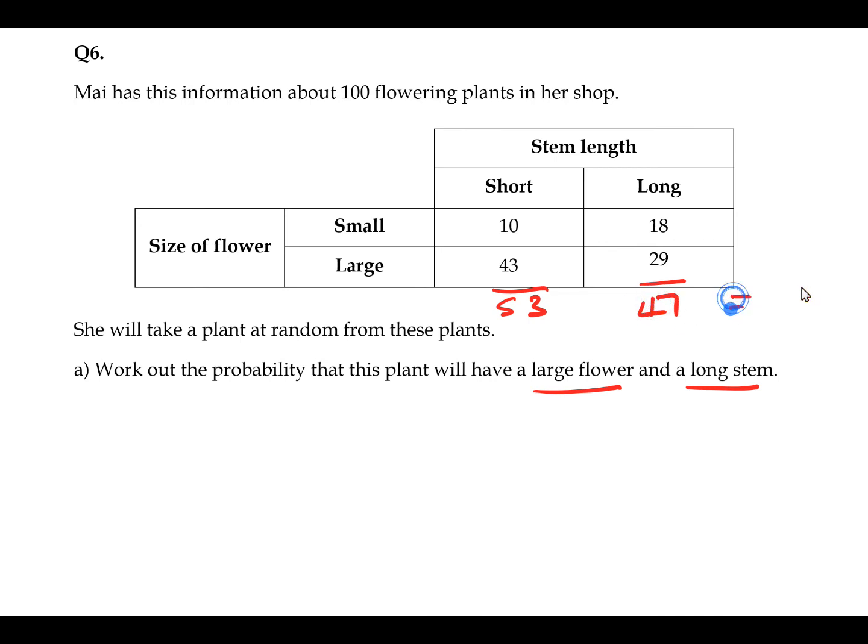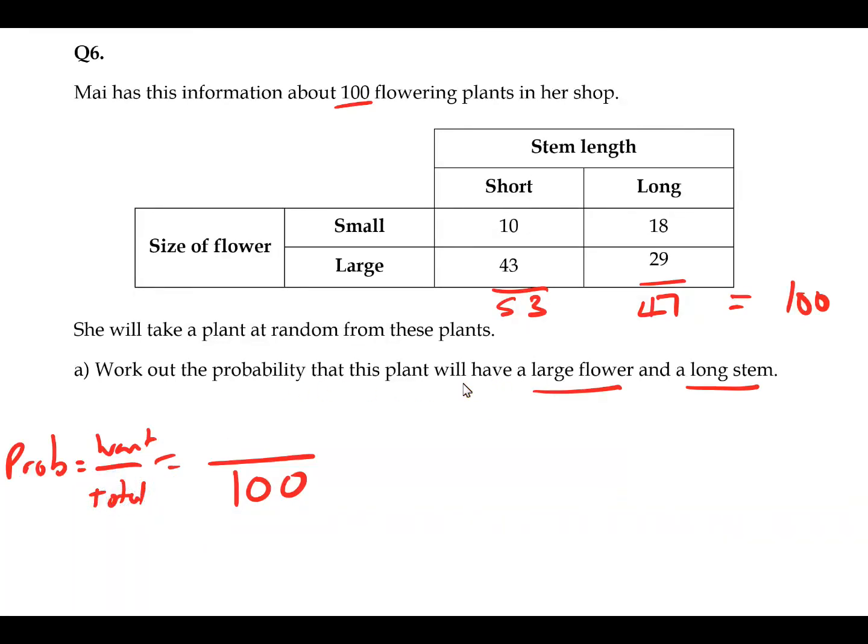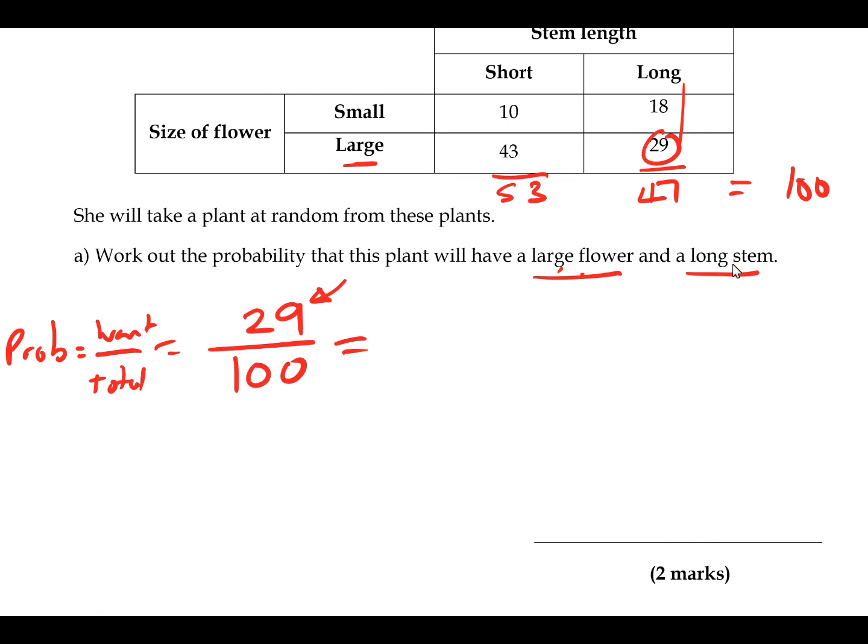47. Add them together, and that's the 100 that we've got here. Now, 100 is our total. So when we're doing our probability, it's what we want divided by the total. So the probability the plant will have a large flower and a long stem: there are 29 out of the 100 plants that have this combination. You've created a fraction, so just to check, put it in your calculator to see if it simplifies, and it doesn't because 29 is a prime number. So your probability that the plant will have large flowers and a long stem is 29 out of 100.